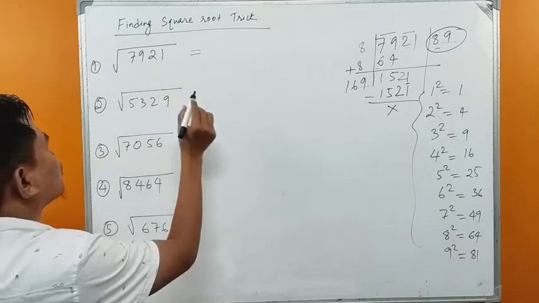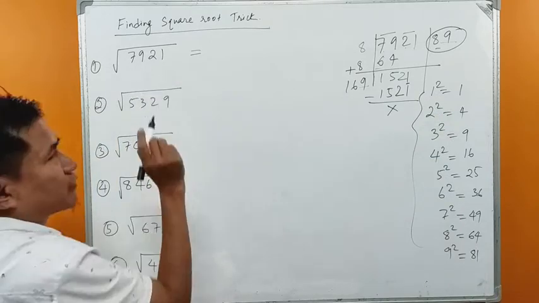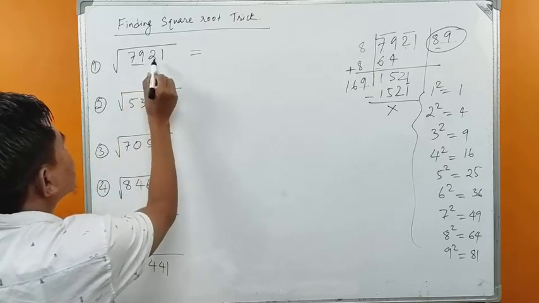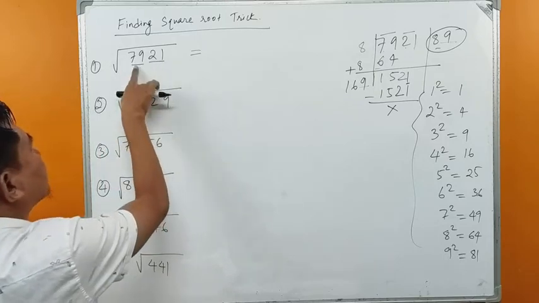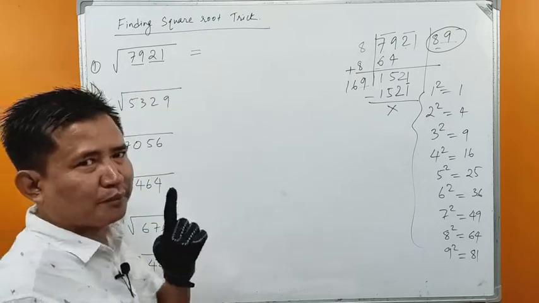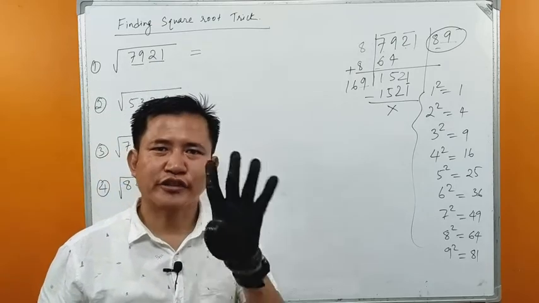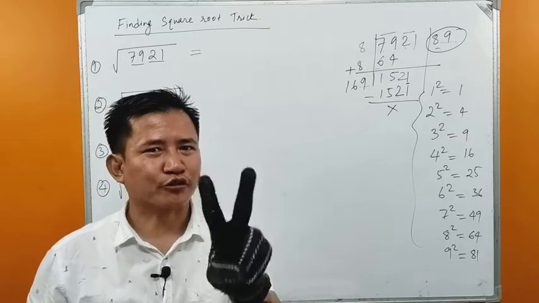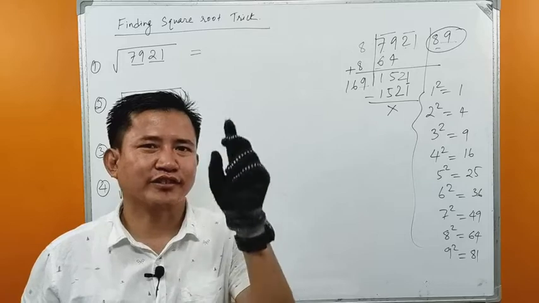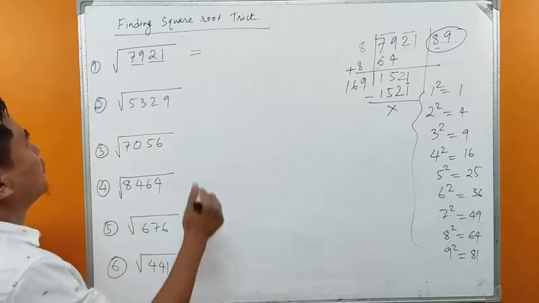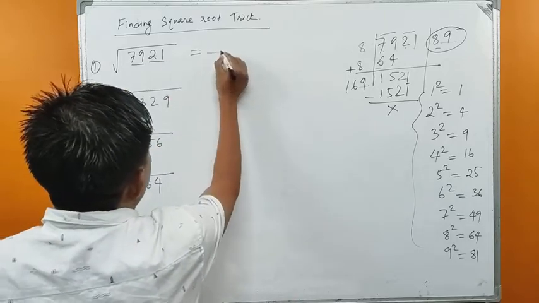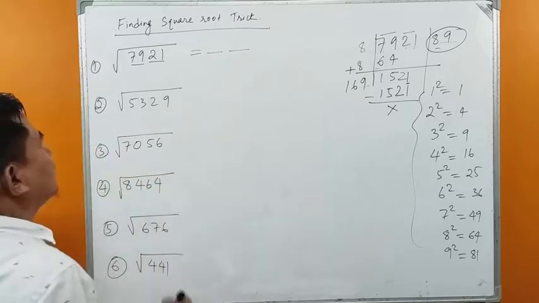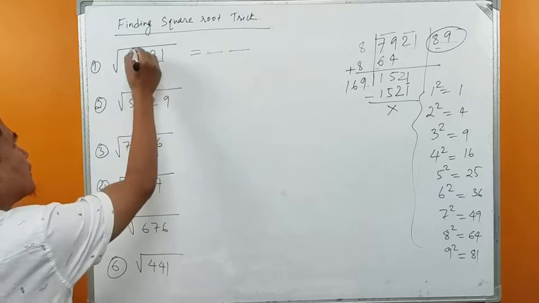So to find the square root of this 4-digit number, now the trick starts. Please pay attention. We divide these numbers into two parts, 79 and 21. Please remember, the square root of a 4-digit or 3-digit number is always 2-digit. So the square root of this number must be 2-digit. This is the first digit, this is the second digit. Now we see 79 first.